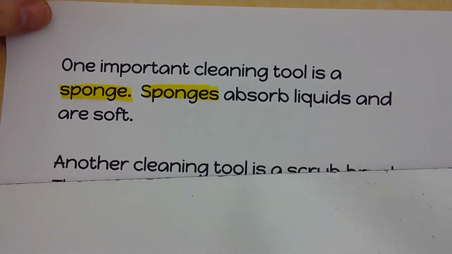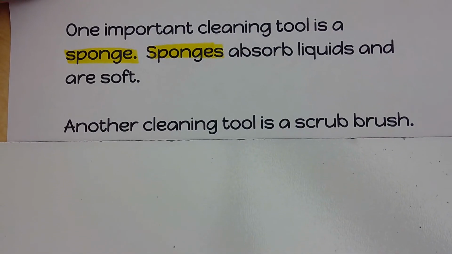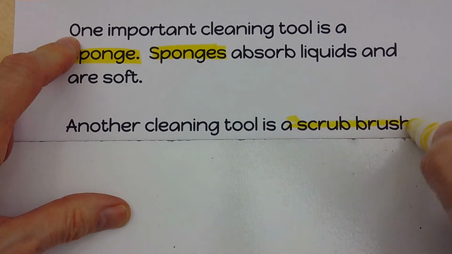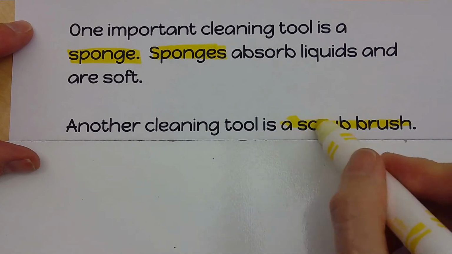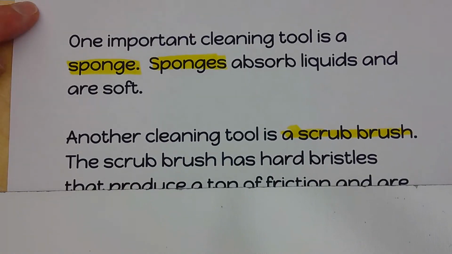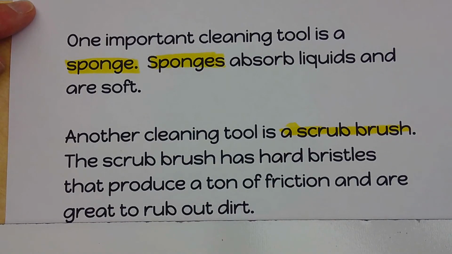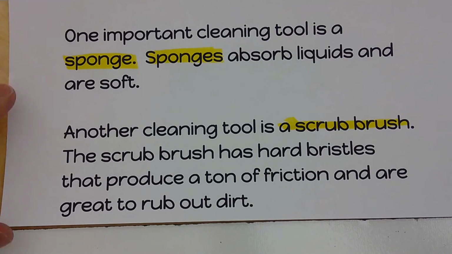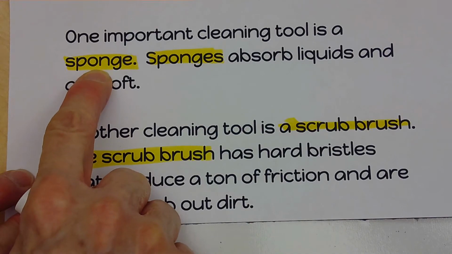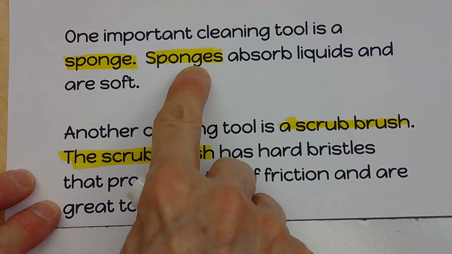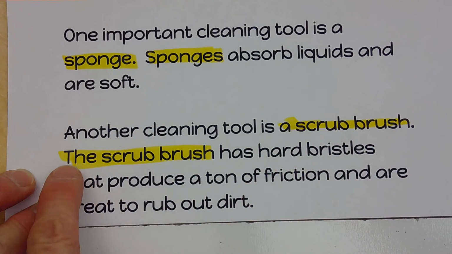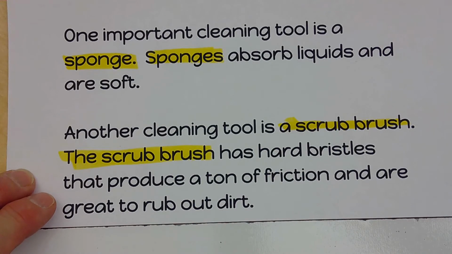Look at what I did when I talked about scrub brushes. Another cleaning tool is a scrub brush. Okay, so my next sentence is going to begin with the noun scrub brush. The scrub brush has hard bristles that produce a ton of friction and are great to rub out dirt. Writing in twin sentences means think about the topic of your first sentence and start with that word and write another detail. Think about the topic of your first sentence, write that word again, and write another detail.